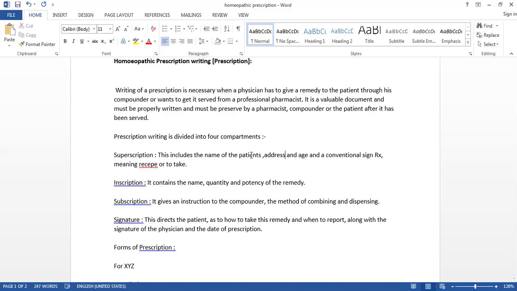Second thing is that if the patient is coming from a long distance, then you can give him the medicine for a longer period of time because he may face difficulty coming to you again and again. So generally in chronic diseases, we give him the medicine for a longer time.